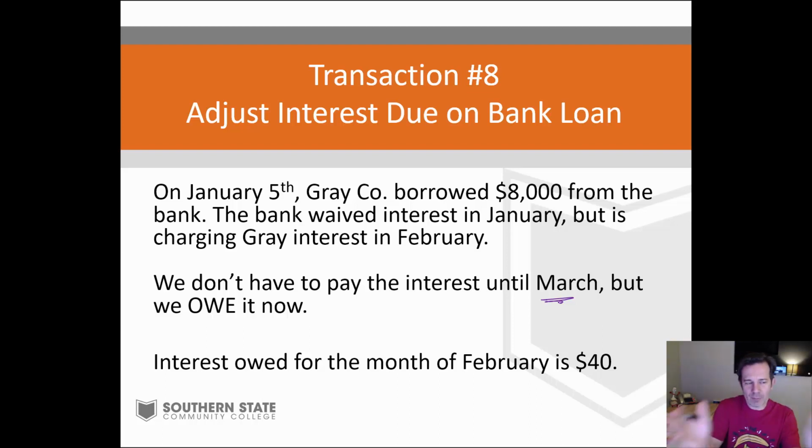So you see what's happening here? We borrowed money. No interest in January. Don't worry about it. February will bill you. You can pay us in March. Well, we need to record the fact that in February, we incurred an expense. We incurred interest. Even though we don't have to pay it for a month, it still happened in February. Very important in accounting. We want to match up our revenue when we get it with our expenses, when they happen. If an expense happens in February, we need to record it, even if we don't pay it until later on. So we owe $40 in interest.